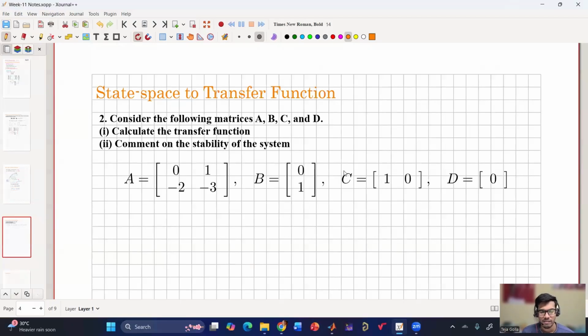ABCD matrices are given as shown over here. First, we are asked to calculate the transfer function. Once we calculate the transfer function, we have to comment on the stability of the system. How are we going to comment on the stability?